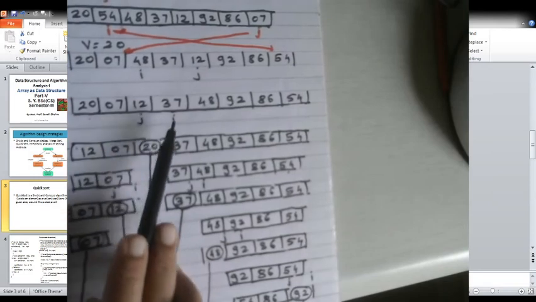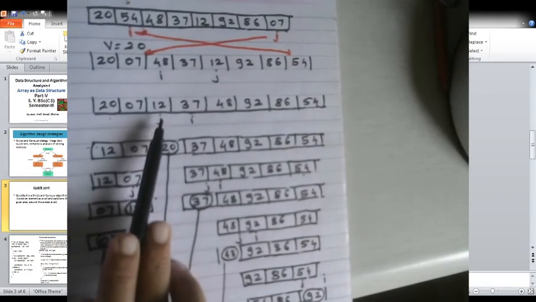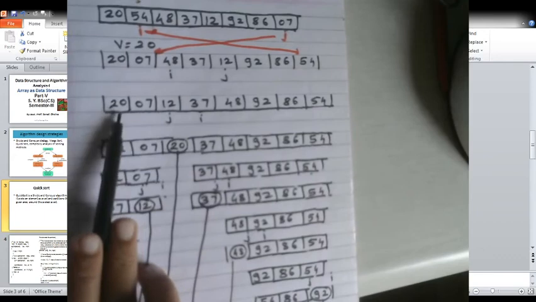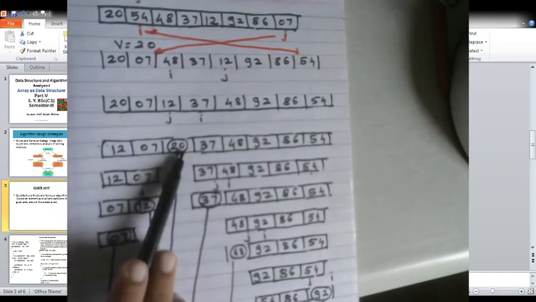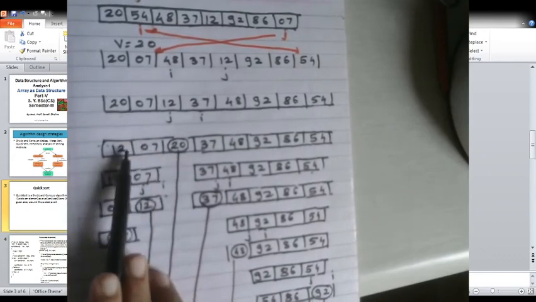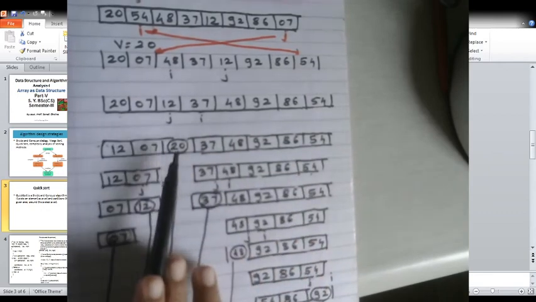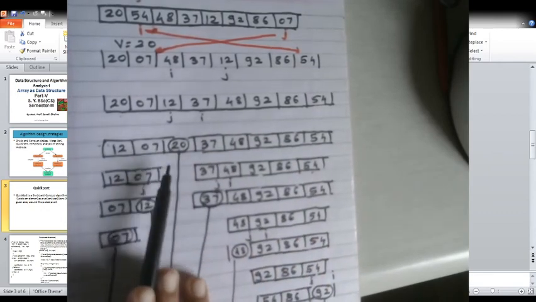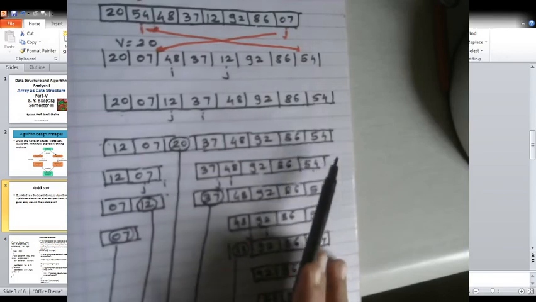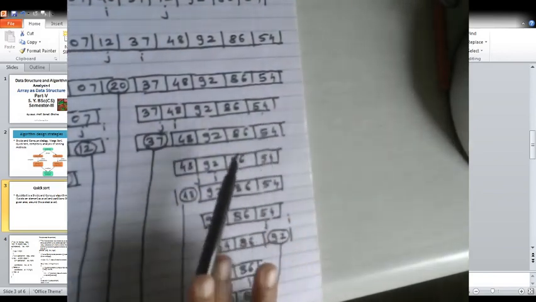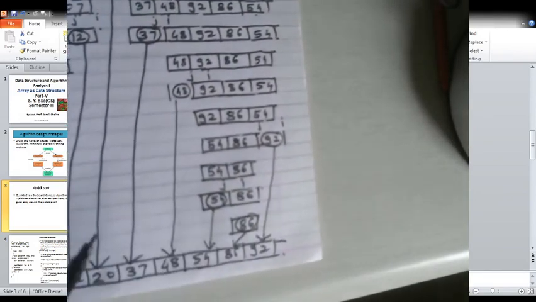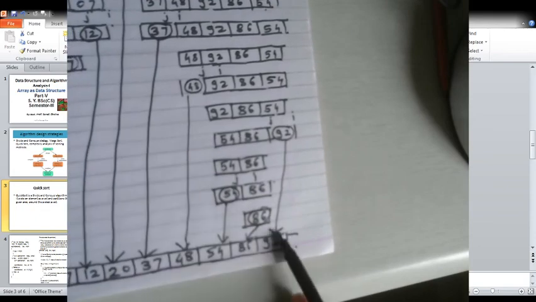But when i is greater than j, then swap j with your pivot point and make this the partition point, dividing into the left side and right side. This is your partition point. Based on this, sort this side independently and this side. Again divide based on the partition point and solve till the end of your array.